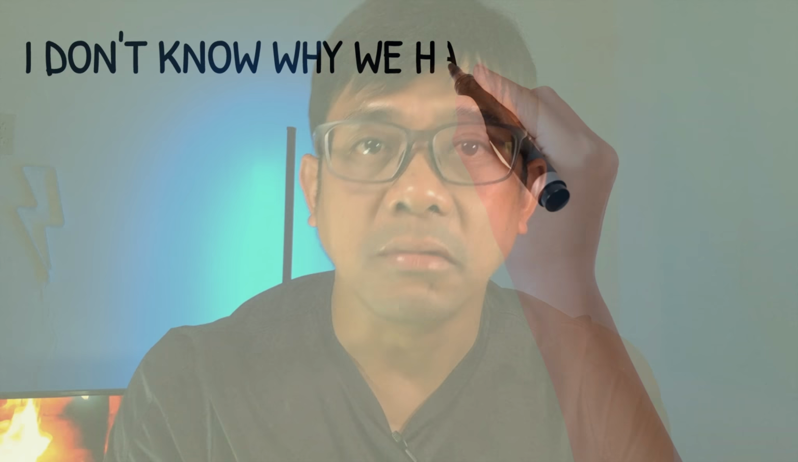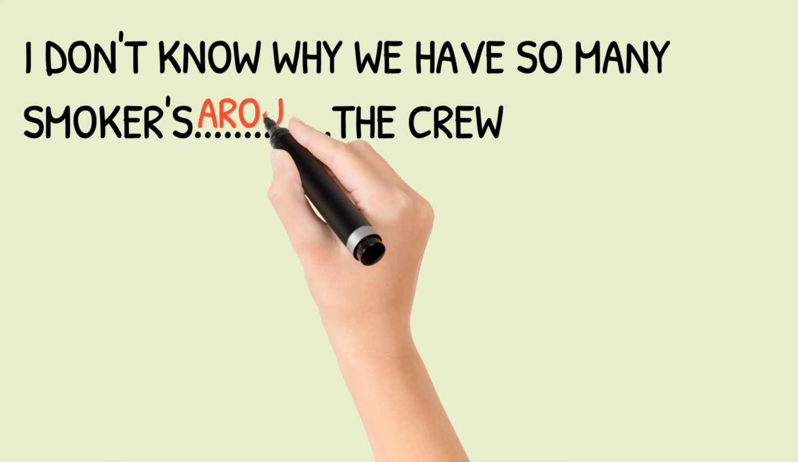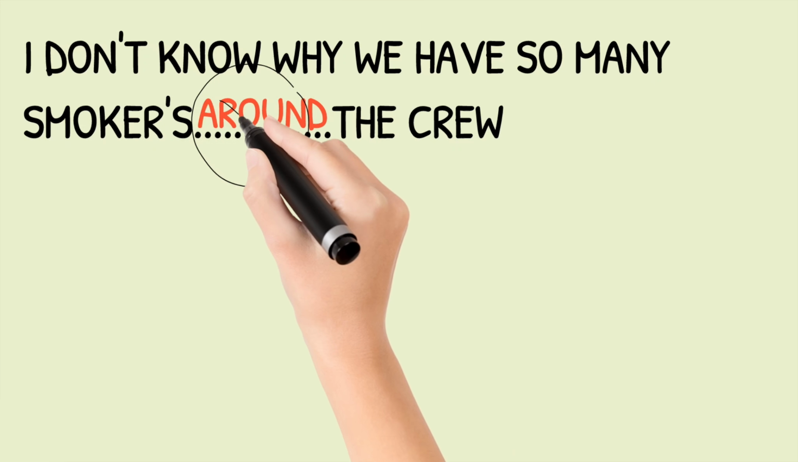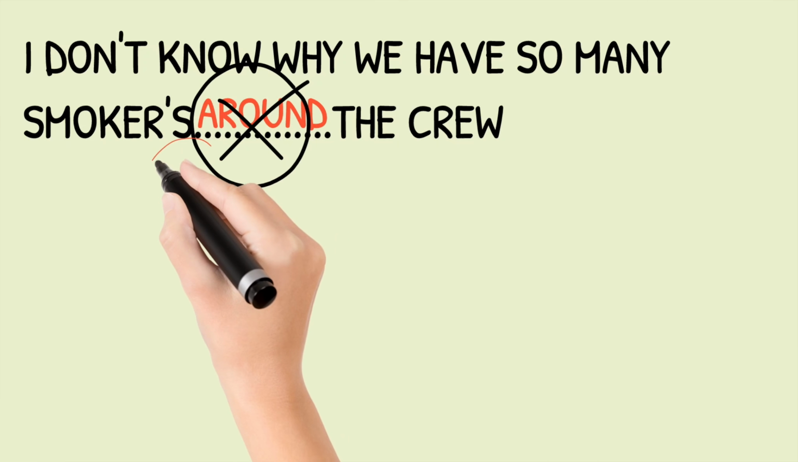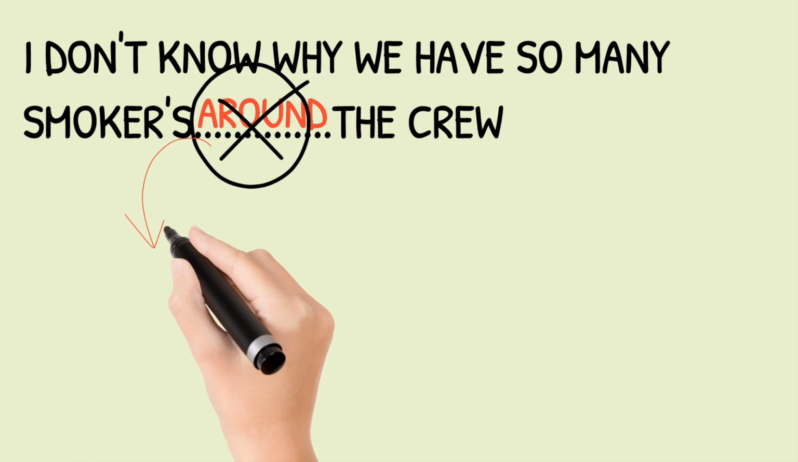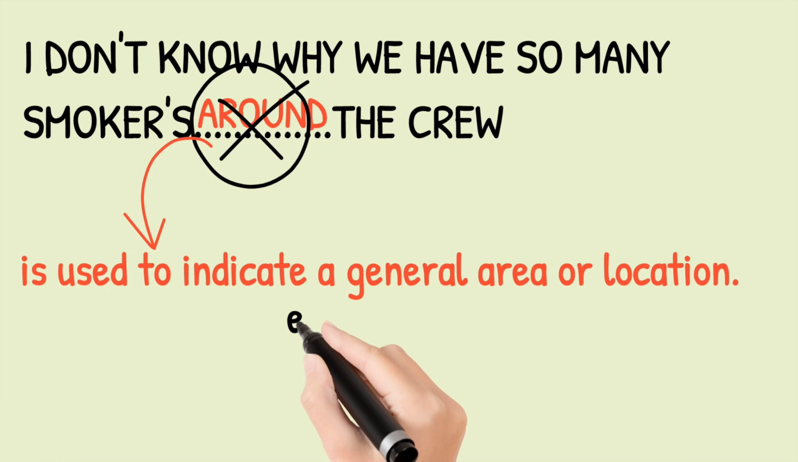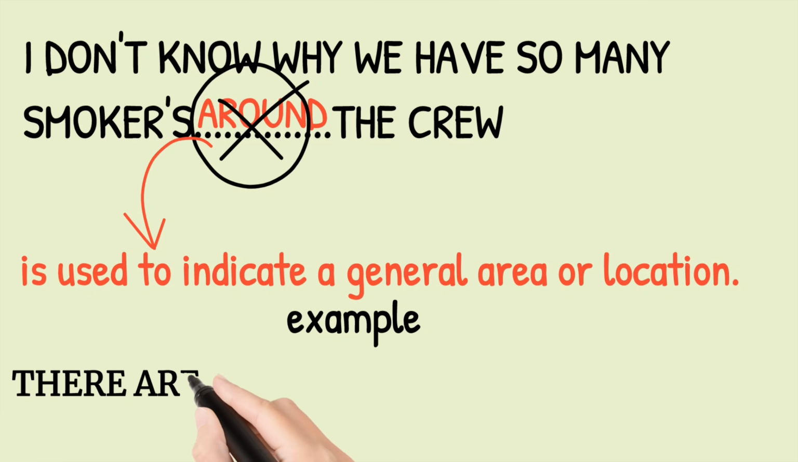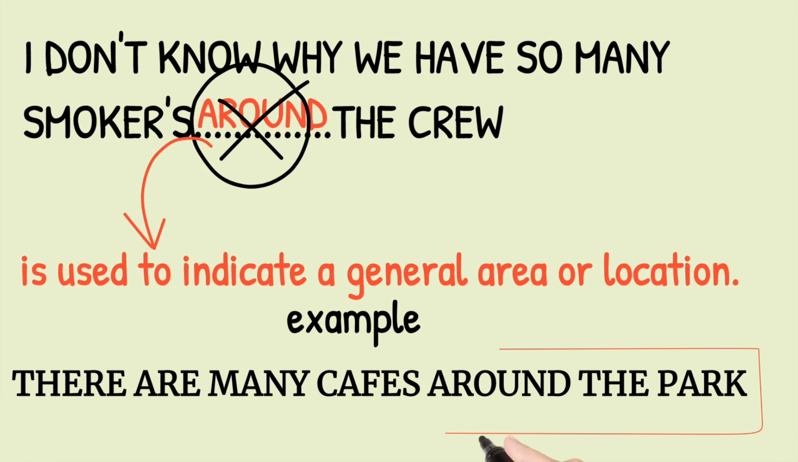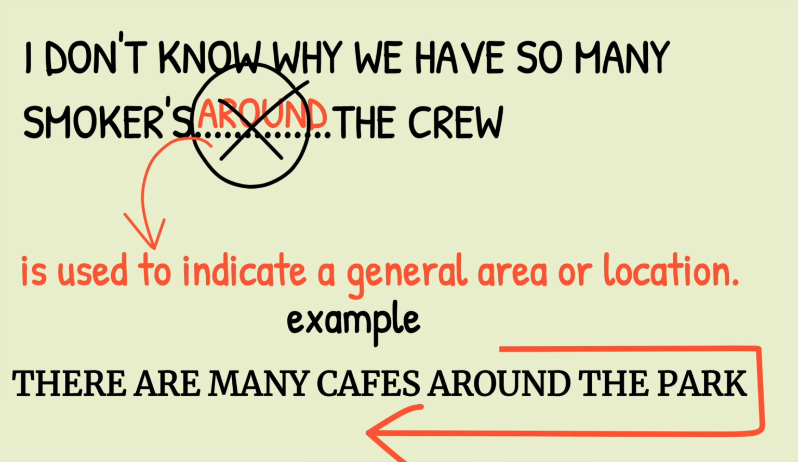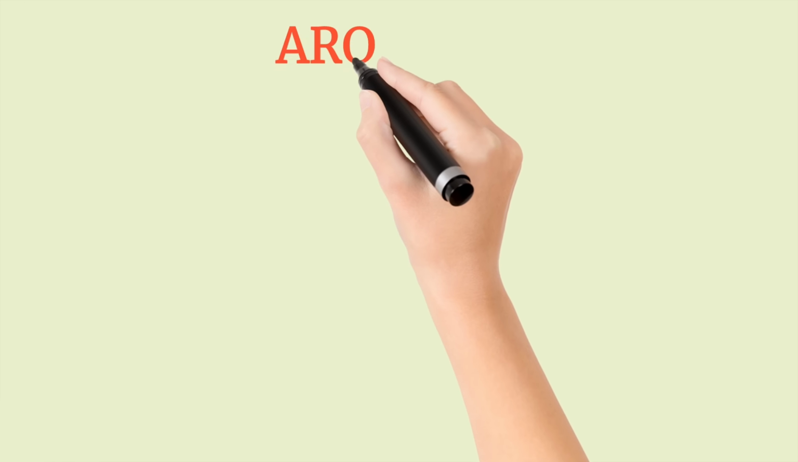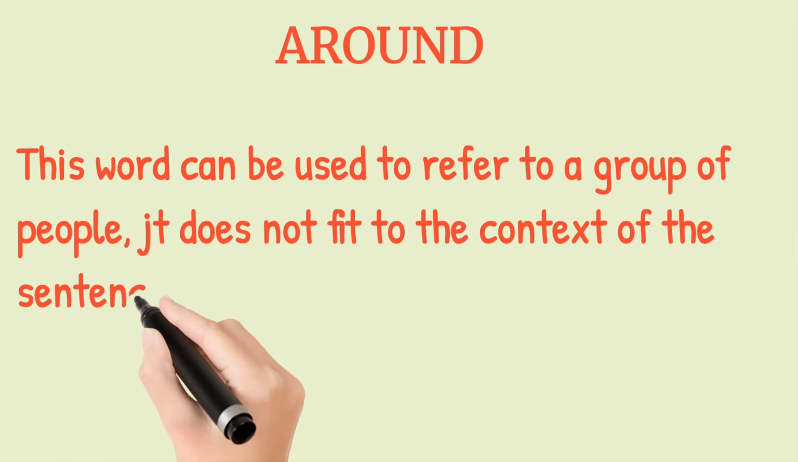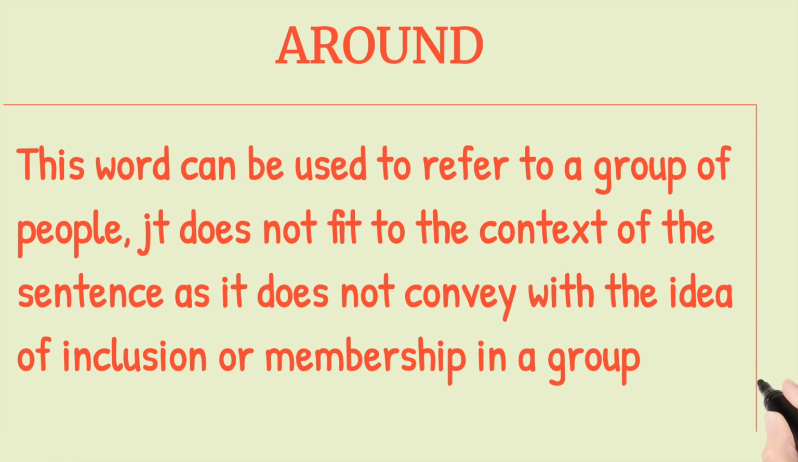How about the word around? The word around is used to indicate a general area or location. For example, there are many cafes around the park. While this word can be used to refer to a group of people, it does not fit the context of the sentence, as it does not convey the idea of inclusion or membership in a group.